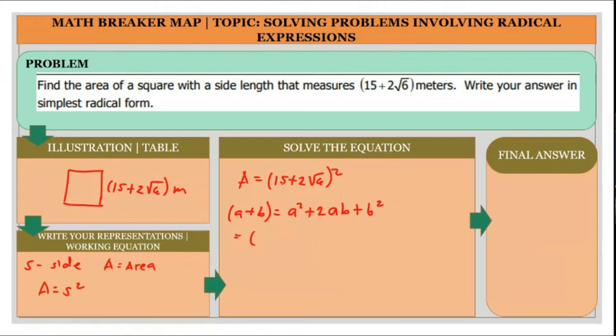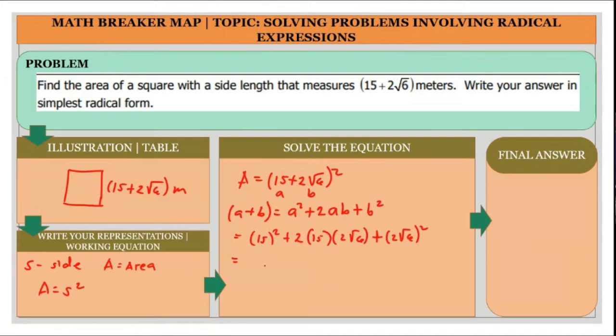The first term will be a and the second term will be b. So 15 squared plus 2 times 15 times 2 square root of 6 plus the square of b, which is 2 square root of 6 raised to 2. Okay, so we will be moving further.